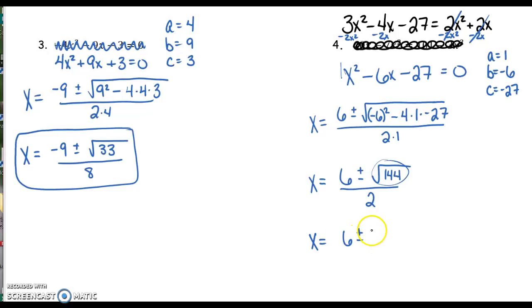We no longer need that radical. It's exactly 12. If this happens, notice there's no radical. We can actually calculate this and get 2 answers instead of -9 plus or minus the square root of 33 over 8. We can get 2 actual numbers that we could plot on a graph. So do this problem twice. Do 6 plus 12 divided by 2. And do 6 minus 12 divided by 2.